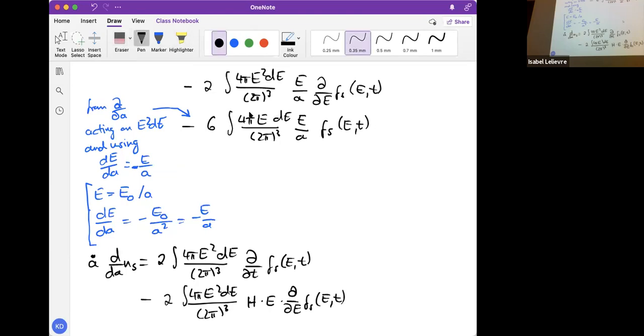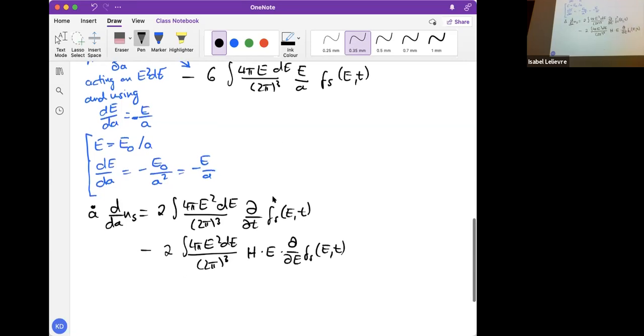So with this correction, the new integration measure is just, again, 4 pi E squared dE over 2 pi cubed times fs, that is the number density, and the factor a dot over a can, of course, be pulled out of the integral. So this last term turns simply into -6 times Hubble times ns of E comma t. So that one at least simplifies already at this step.